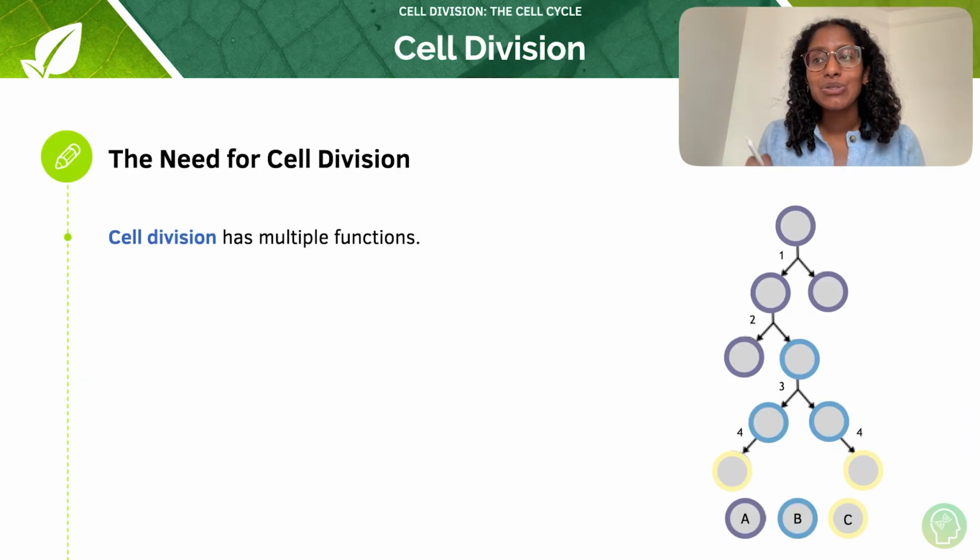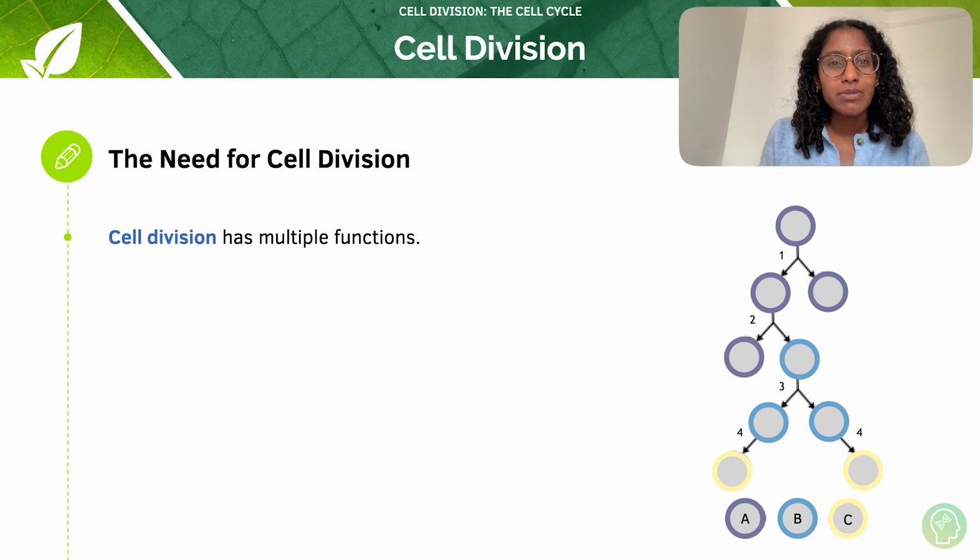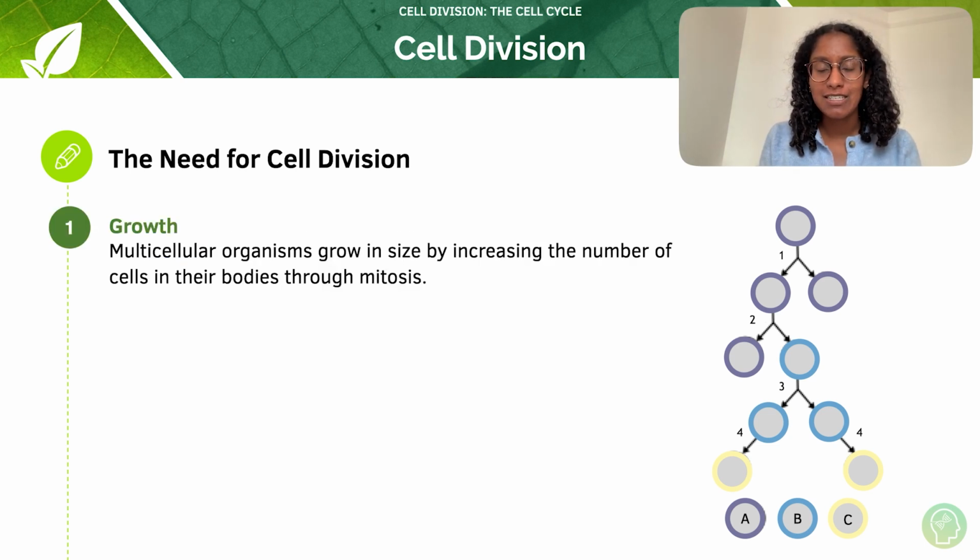So why do we need mitosis? Why do we need cell division? Well, cell division has multiple functions and we're going to go through them one by one. So number 1 is probably the most obvious. When we divide cells, we make more and more cells. So therefore, it allows for growth. That is how organisms grow. It's how you and me grow. So multicellular organisms grow in size by increasing the number of cells in their bodies through mitosis.